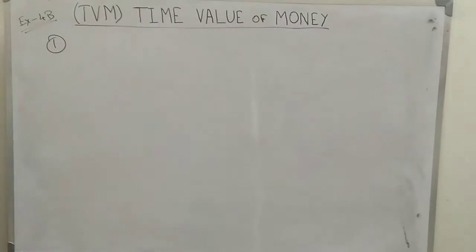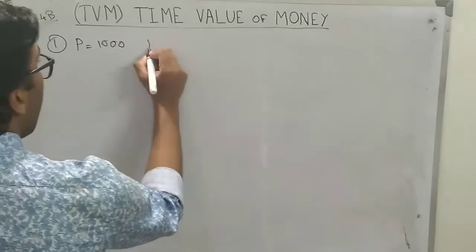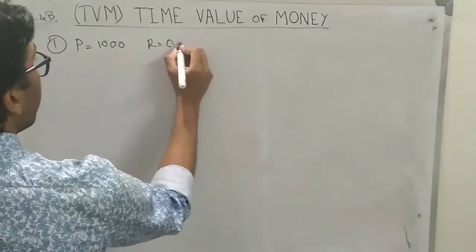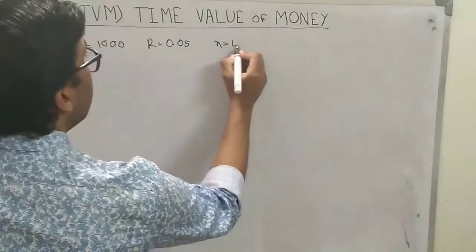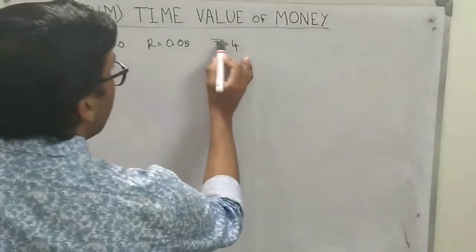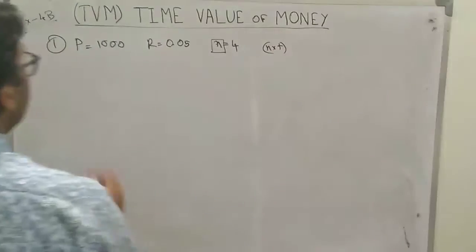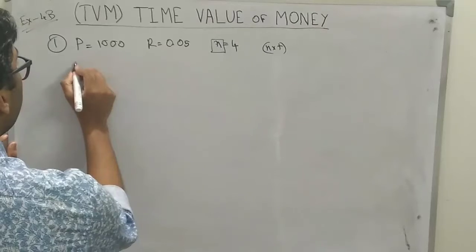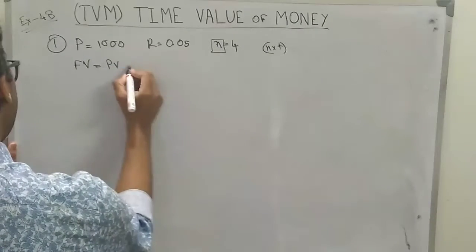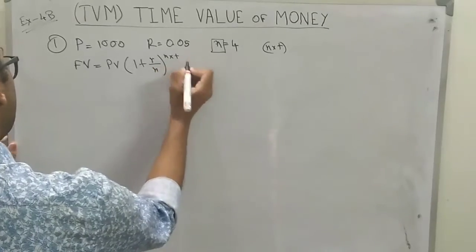Where it is given that P is equal to 1000, R is equal to 0.05, that means 5%, and N is equal to 4. See over here, N represents N into T. That means the formula for calculating the future value in this question will be FV is equal to PV into 1 plus R by N to the power N into T.